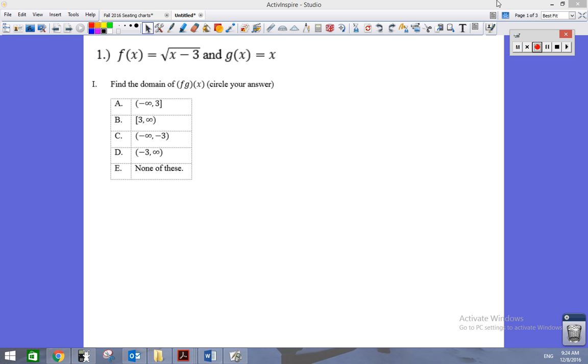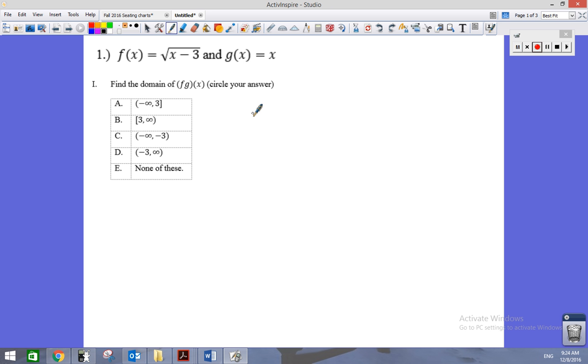But in this problem, they're asking us to multiply. Well, we don't have to find the expression itself, so we don't have to multiply f and g together. What we want to do is find the domain of the function that would result had you multiplied them together. So to find the domain of this new function f times g, all we have to do is find the domain of f, find the domain of g, and intersect those two domains.